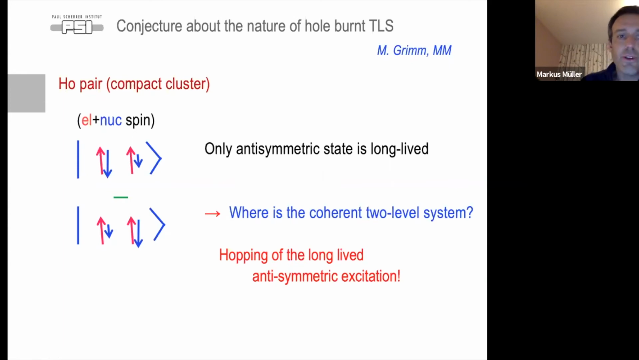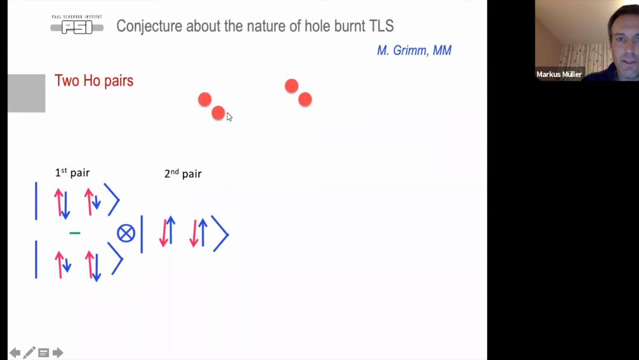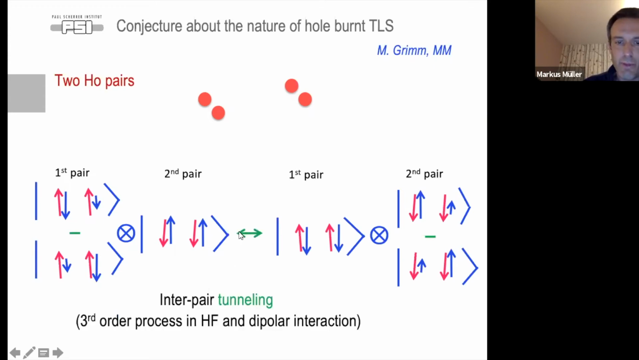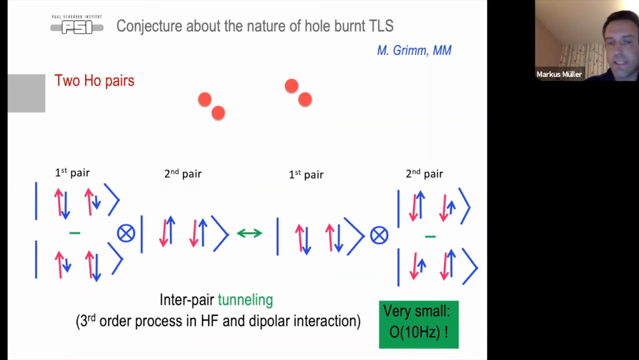The answer is that you have to look at hopping of such an excitation to another pair of holmium. So we now consider two holmium pairs, exactly the same geometric relationship to each other. And we look at one excitation, this antisymmetric state, and then another holmium nearby in the ground state, and the other kind of excitation where the antisymmetric wave function sits over here. And again, you have a hopping process that goes from here to here, mediated by two hyperfine interactions and a dipolar interaction. Now, if you estimate what this tunnel splitting is, then you see that this comes to the order of what the frequency in the experiment is.